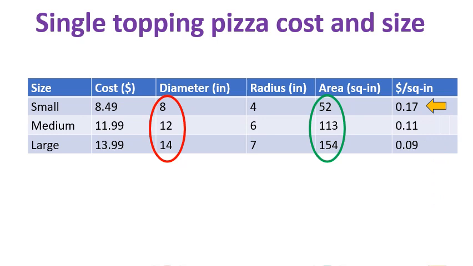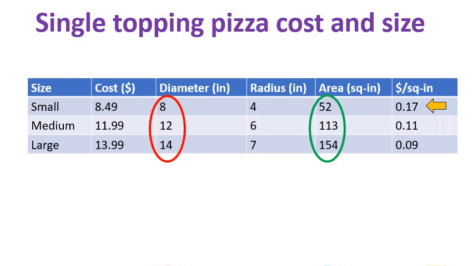And when we look in the final column here, the cost per square inch, we see that a medium and a large are not that different of a deal from one another. So the medium costs about 11 cents per square inch, and the large costs about 9 cents per square inch. But look what's going on with the small. It's much more expensive per unit pizza, or it'd be much more expensive per bite, almost double the cost of a large if we ordered a small.